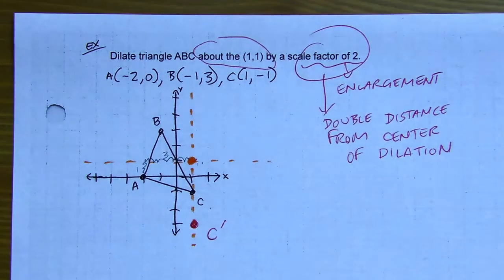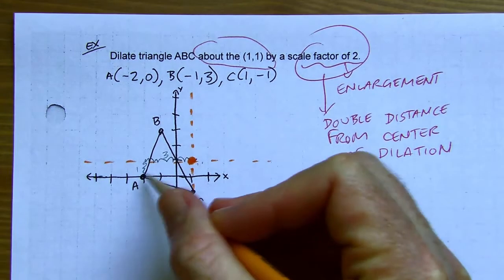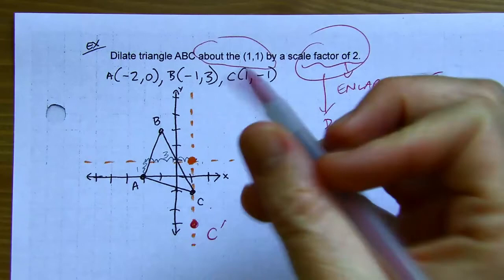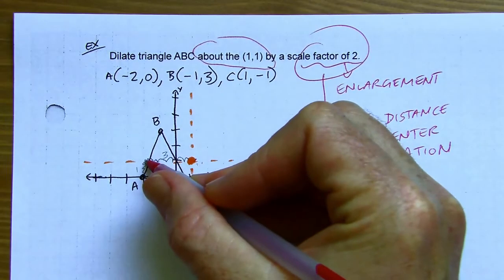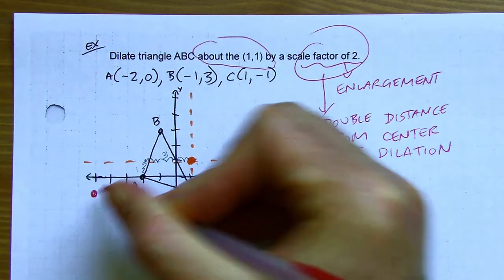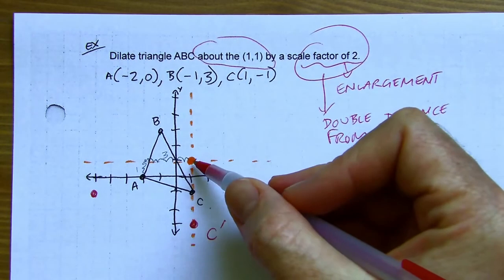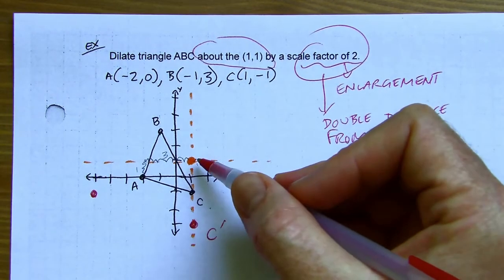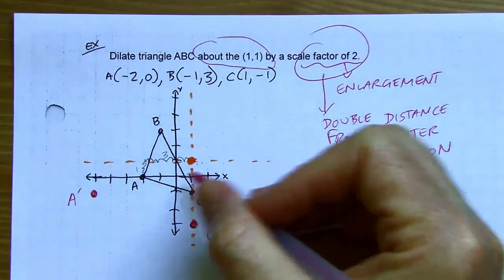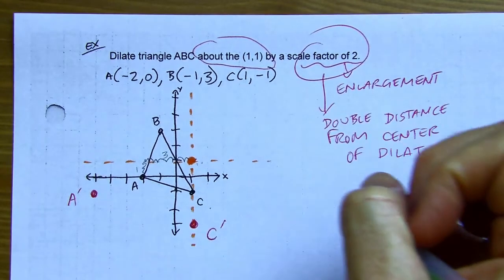And I want to double both of those distances. So instead of going left 3, down 1, I'm going to go left 6, down 2. So 1, 2, 3, 4, 5, 6, 1, 2. I'm going left 6, down 2 from the center of dilation, not from the origin, from here. And that's where A prime is going to reside. I'll get to the coordinates later.